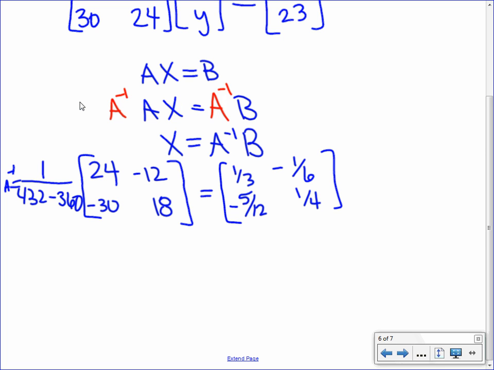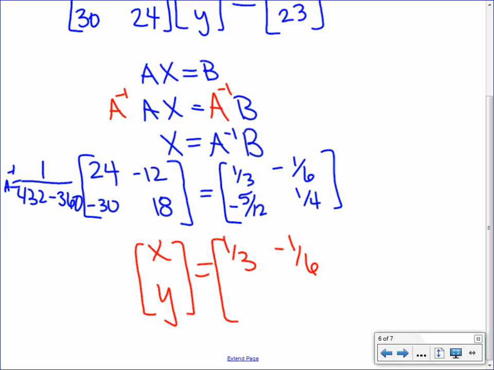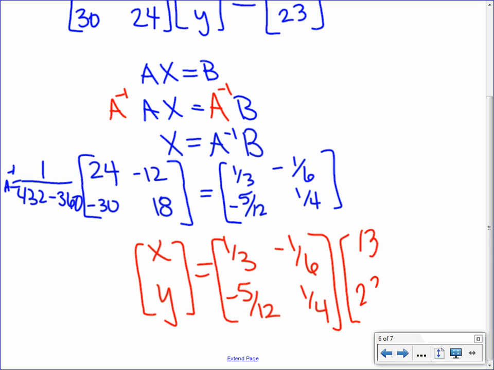So to find our unknown matrix, we are going to take the inverse of A. This is the inverse of our coefficient matrix, and we're going to multiply it by our constant matrix, which was 13, 23.